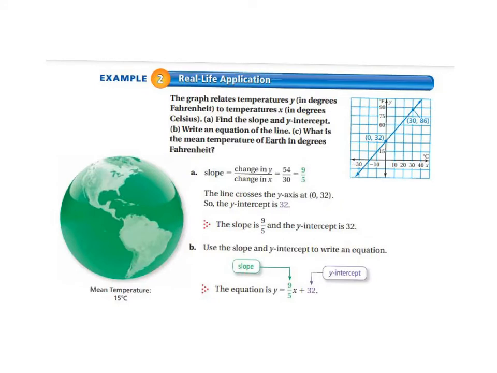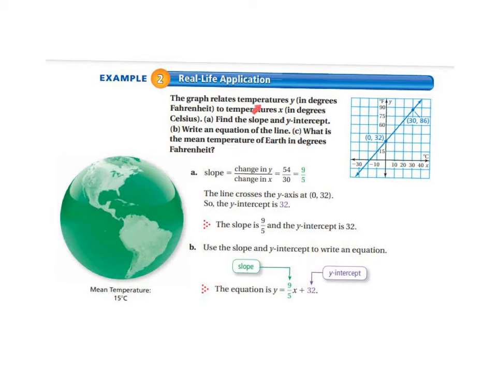Now, let's take a look at a real-world application here. This says that the graph, which is over here, relates temperature y, which is in degrees Fahrenheit, to temperature x, which is in degrees Celsius. Find the slope and y-intercept. Write an equation of the line. What is the mean temperature of Earth in degrees Fahrenheit?